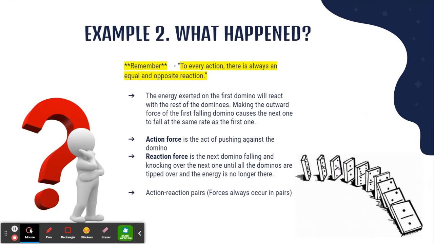Coming to our next example, Newton's third law states that for every action there is an equal and opposite reaction. Hence, the energy exerted on the first domino will react with the rest of the dominoes, causing the next one to fall at the same rate as the first one. The act of pushing against the domino is the action force. The reaction force, on the other hand, is the next domino falling and knocking over the next one until all the dominoes are tripped over and the energy is no longer there.